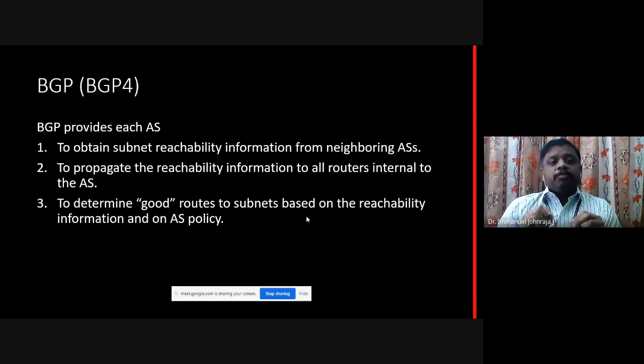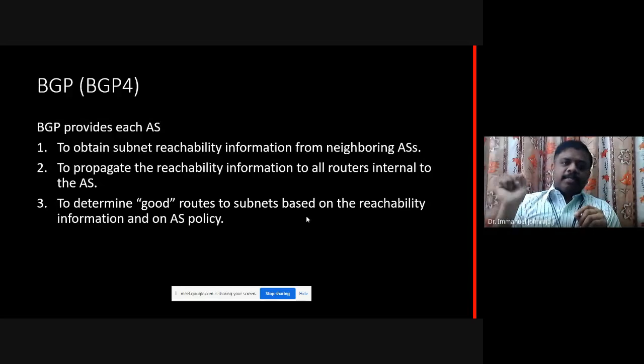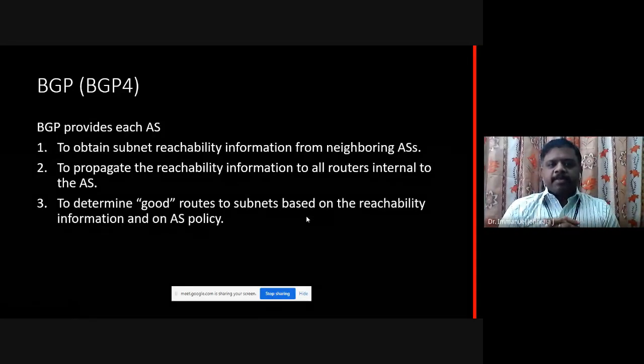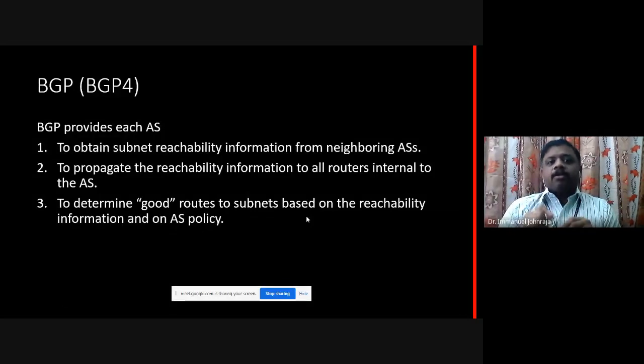The second important one is to propagate the reachability information to all the routers internal to the autonomous system. When you get the reachability information from another autonomous system, you also have the responsibility to give that information to all your internal routers within your autonomous system. BGP does that, and it also helps you find the optimal path, or the preferred route, in other words a good route to subnets, based on the reachability information and the autonomous system policy.